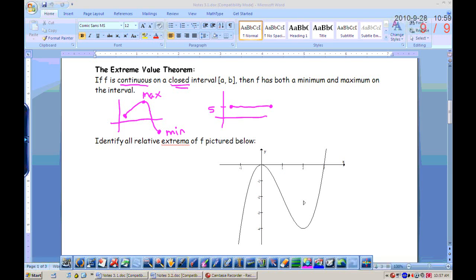Relative extrema, and we talked about this a little bit last year, relative extrema are hills and valleys. So a relative minimum is anywhere that you see a valley in the graph. So on this particular graph right here, there should be arrows on the ends of that graph. What would my relative minimum be on this graph? 2, -4.